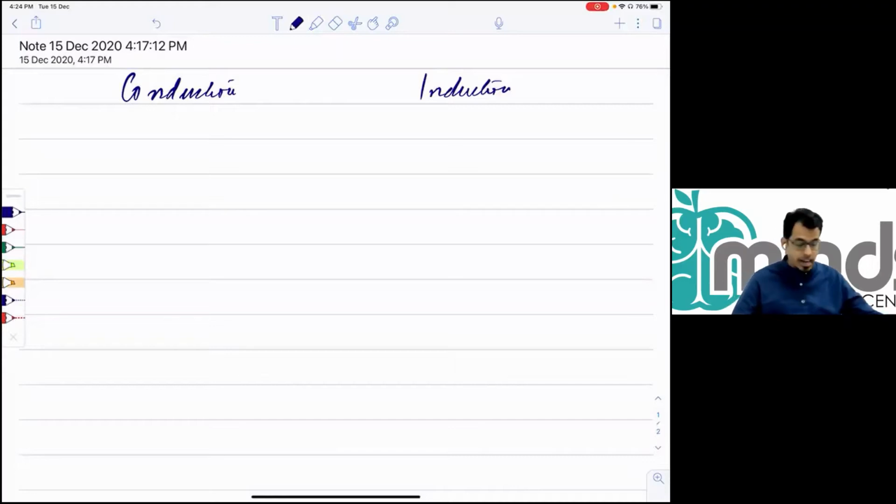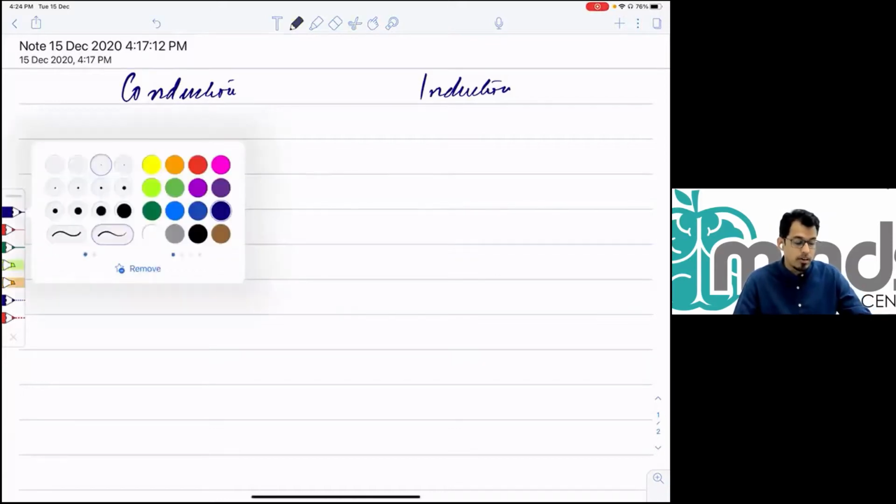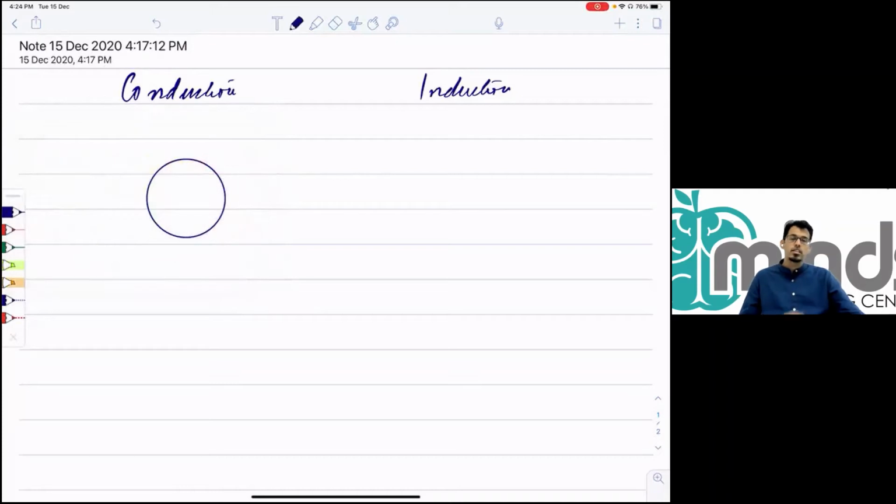So how does conduction actually occur? Let's say we have a sphere. This sphere is neutral. When I say this sphere is neutral, what does it mean? It means that it has equal positive and negative charges. That's why this object is neutral. Neutral means same amount of positive and same amount of negative, so positive and negative will actually cancel the impact of each other.